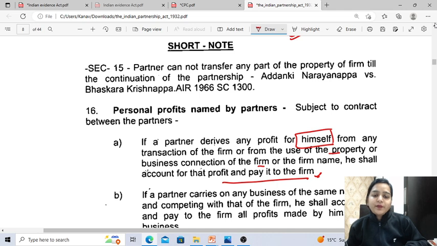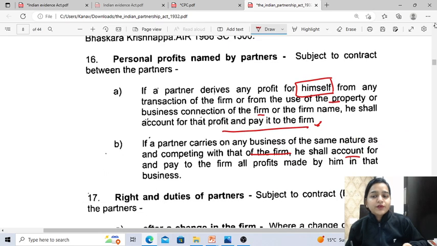If any partner carries on any business of the same nature as, and competing with, that of the firm, then he shall account for and pay to the firm all profits made by him in that business. If a partner carries on any business of the same nature and competing with that of the firm, then he shall account for and pay to the firm all profits that are made by him in that business.